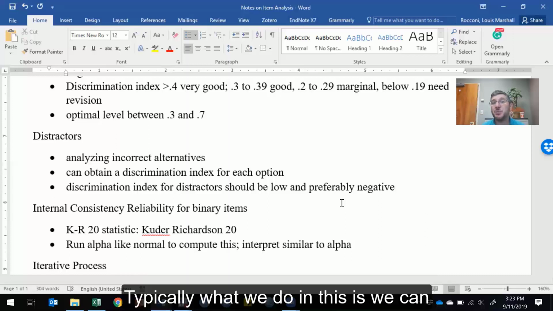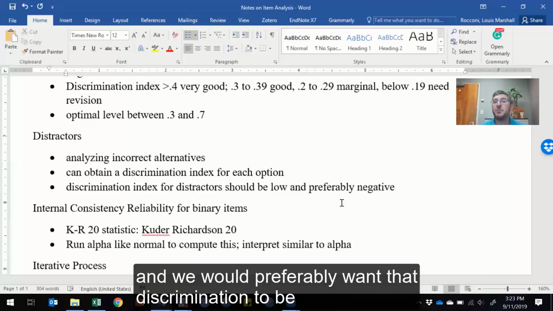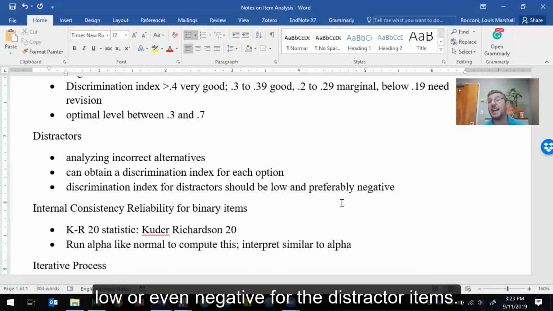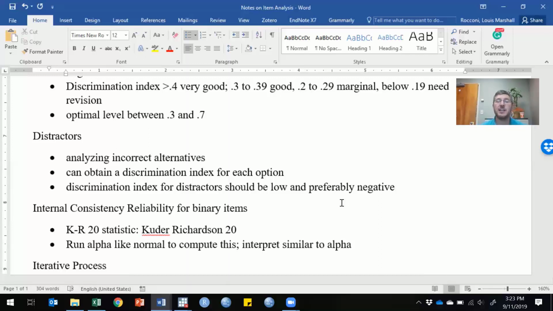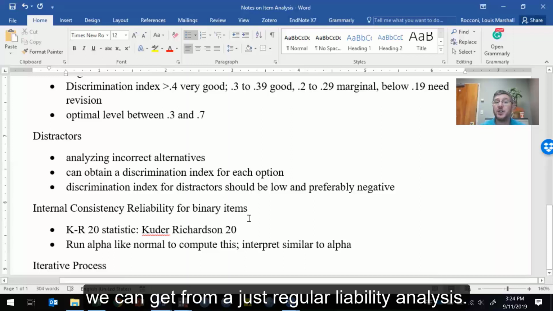Typically what we do in this is calculate a discrimination index for each one of those response options. And we would preferably want that discrimination to be low or even negative for the distractor items. Some of these statistics, like some of the discrimination statistics, we can get from just a regular reliability analysis.